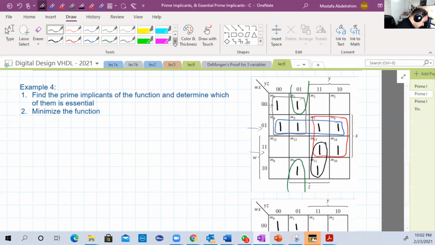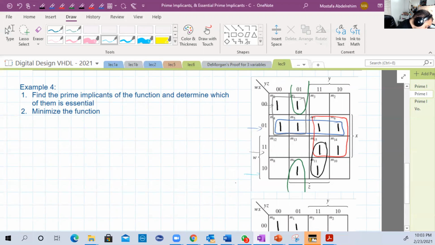Okay, now go pick another color. The fourth one doesn't belong to anything else. So the fourth one here belongs to the red, and yeah, just the red, no other group.